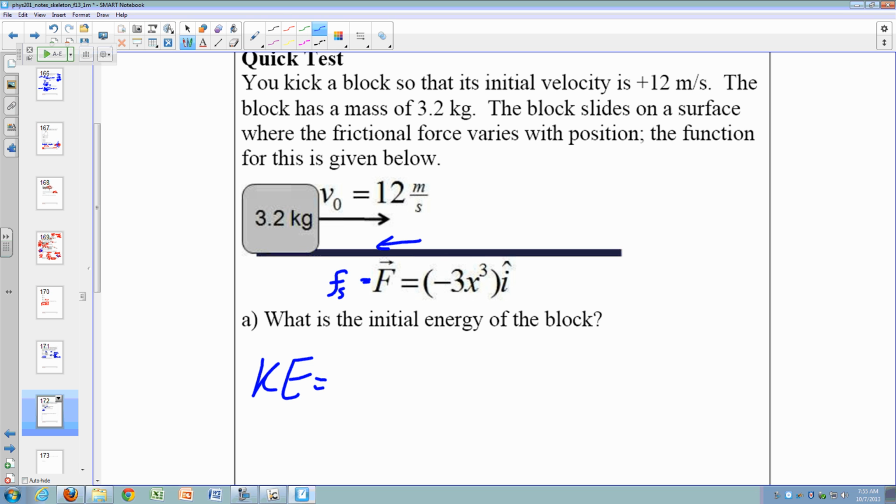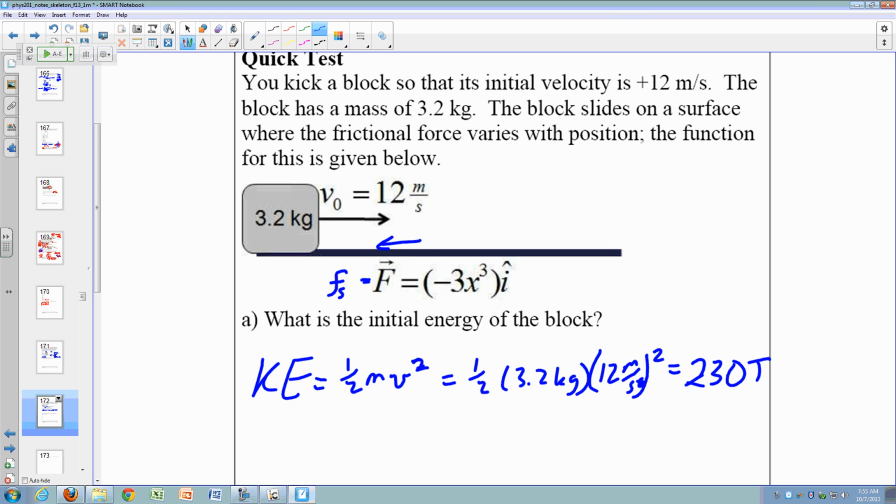Did I get it? It's 230. That's what I got too. So 1/2 mv squared is equal to 1/2 of the mass, which is 3.2 kilograms, times v, which is 12 meters per second, squared. That's 230 joules. All right, so that's the total energy of the block.